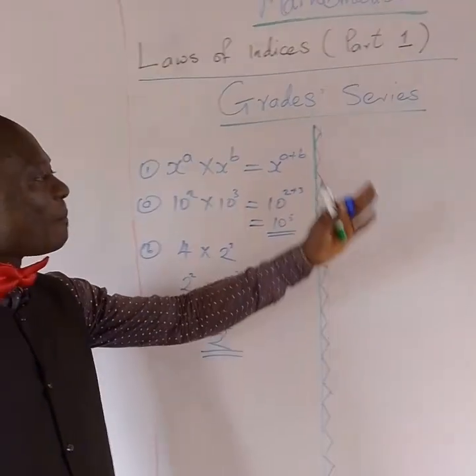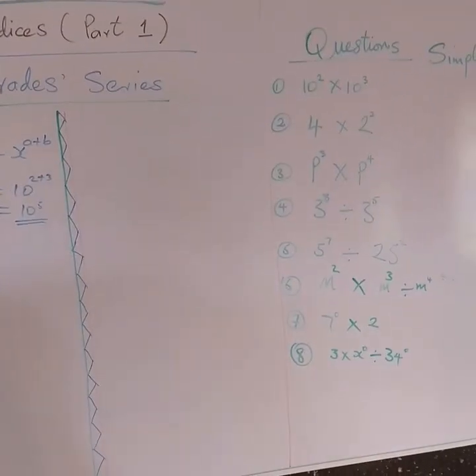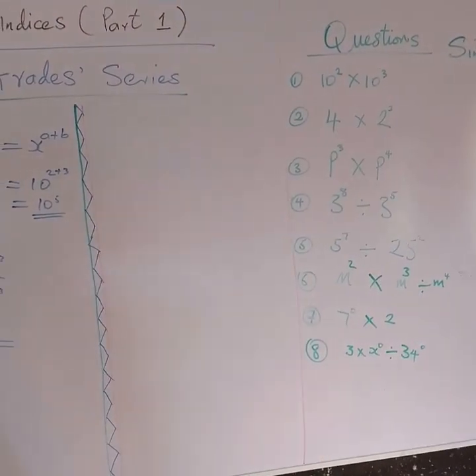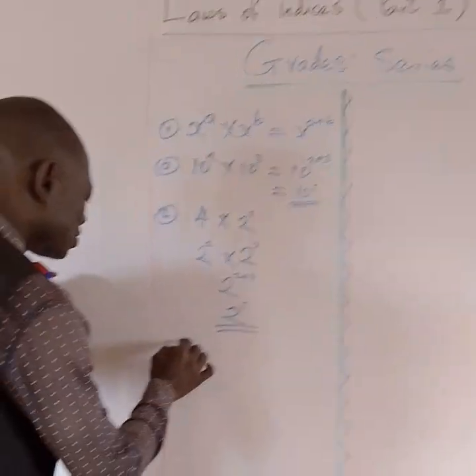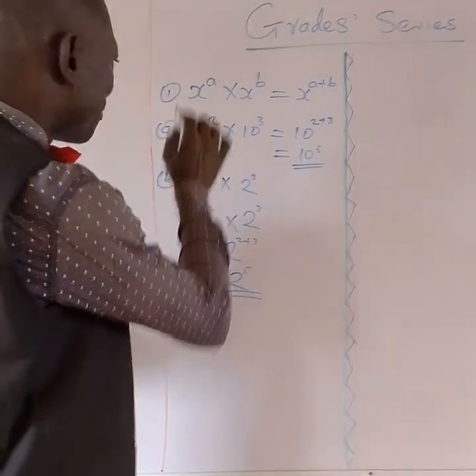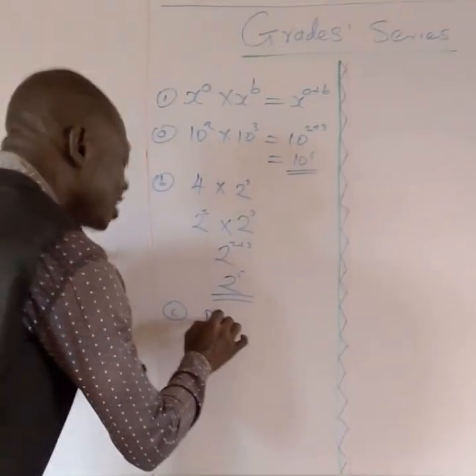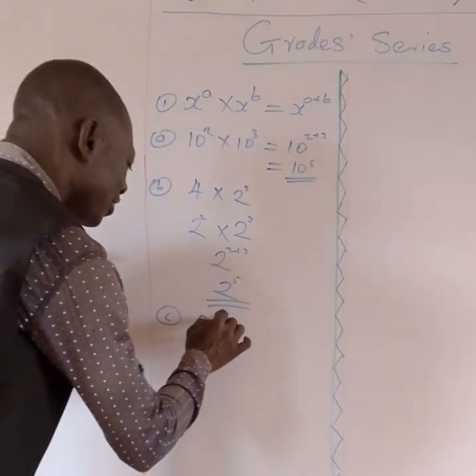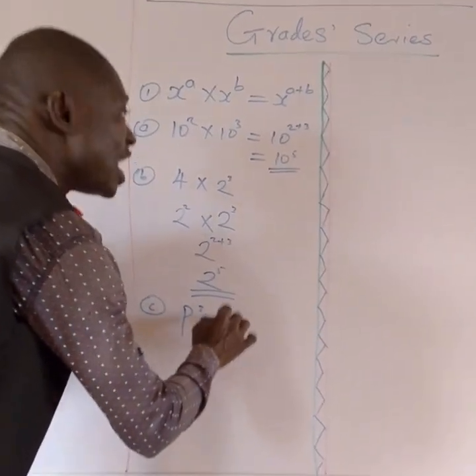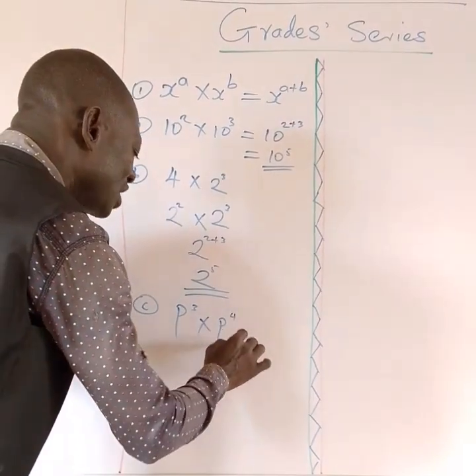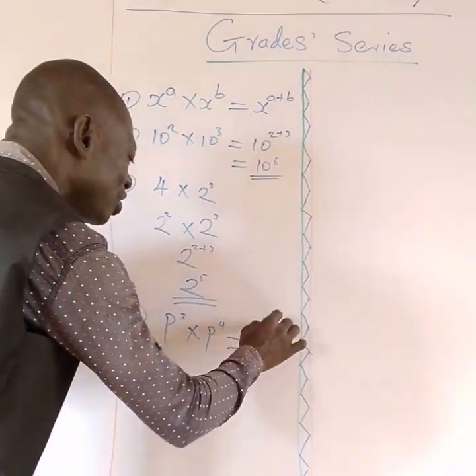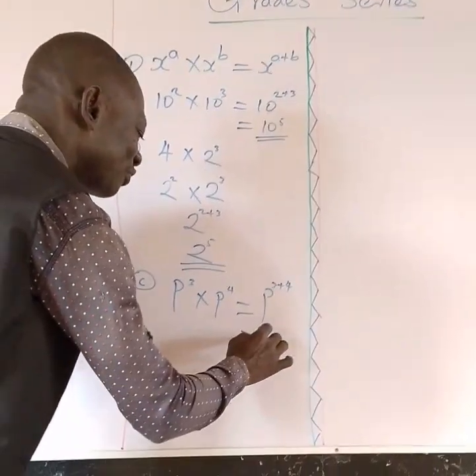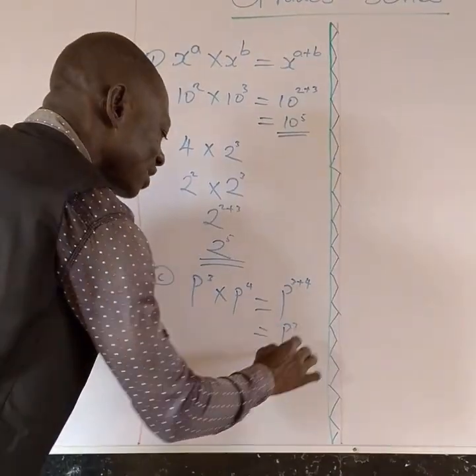Yes, in number 3, we have a letter. So algebra as well can be treated as the base. That is going to be the example here. And so p raised to power 3 times p raised to power 4 is giving us p raised to power 3 plus 4. And 3 plus 4 will give us p raised to power 7.